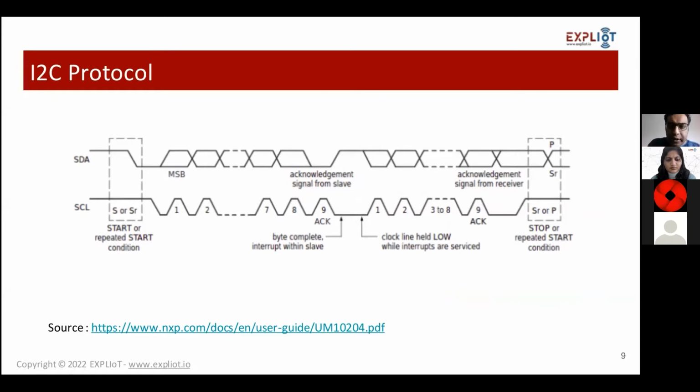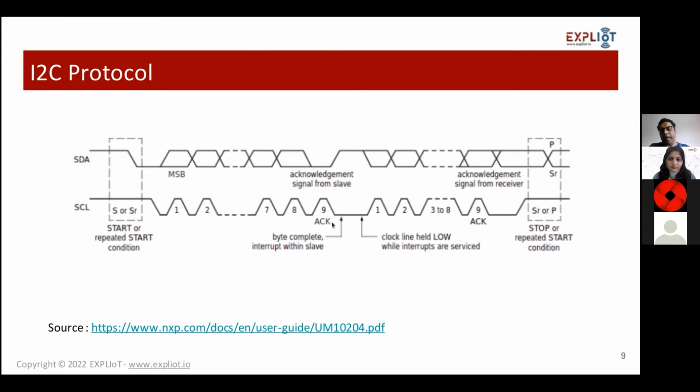So let's say a communication has begun. This is the start condition. Now, if you consider this particular timing diagram, what is happening? Here we can see there are 8 clock pulses, right? For each of these clock pulses, I am sending a bit of data. Now, after these 8 clock pulses, the transmitter is expecting an acknowledgement.